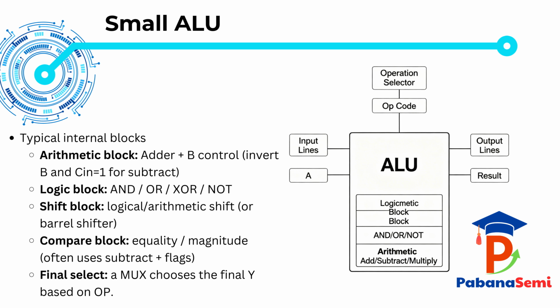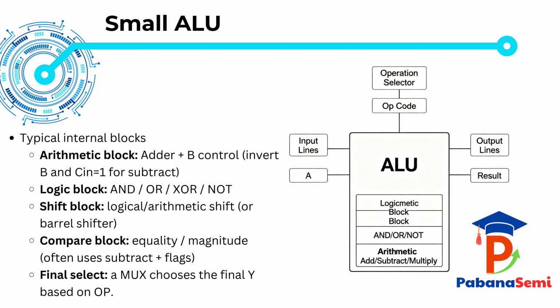First is the arithmetic block. This is usually built around an adder, and it can do both addition and subtraction. To subtract, the ALU commonly inverts B and sets Cin equals 1, which implements 2's complement subtraction, A plus B-bar plus 1. Next is the logic block, which performs bitwise operations like AND, OR, XOR, and NOT. These are fast, parallel operations done on every bit.